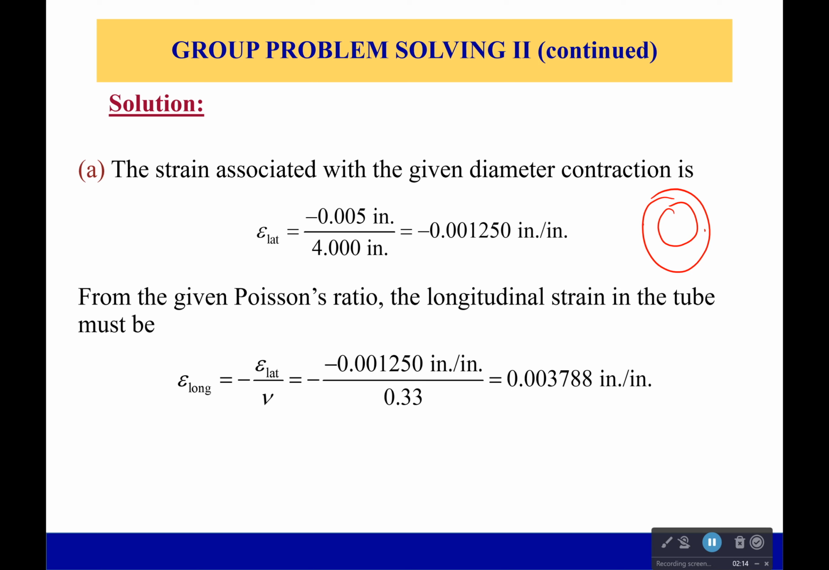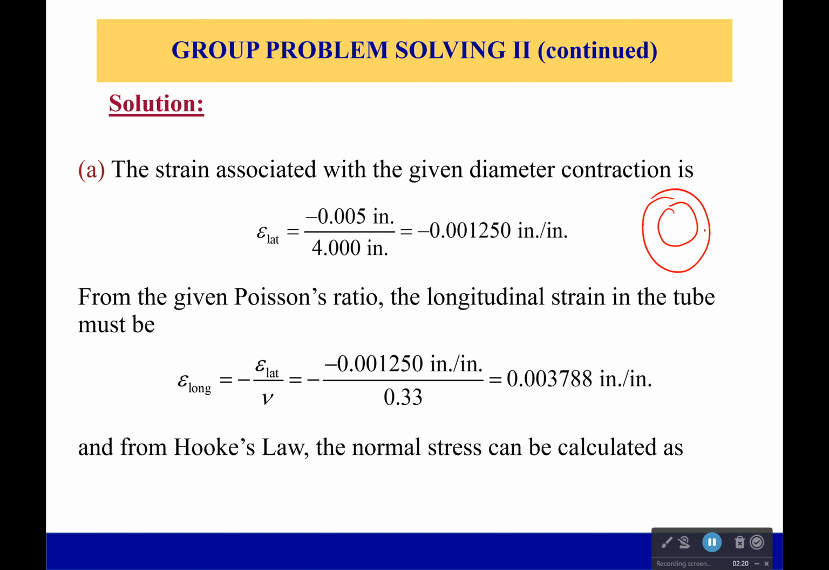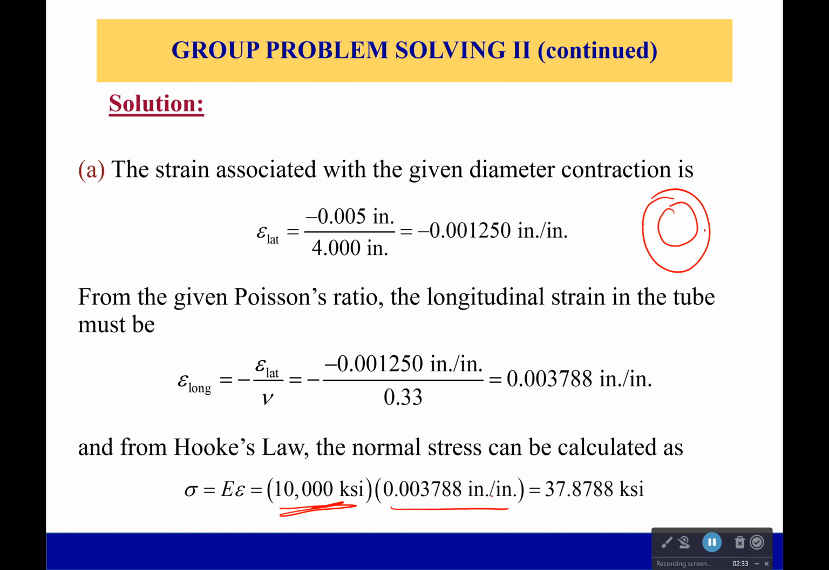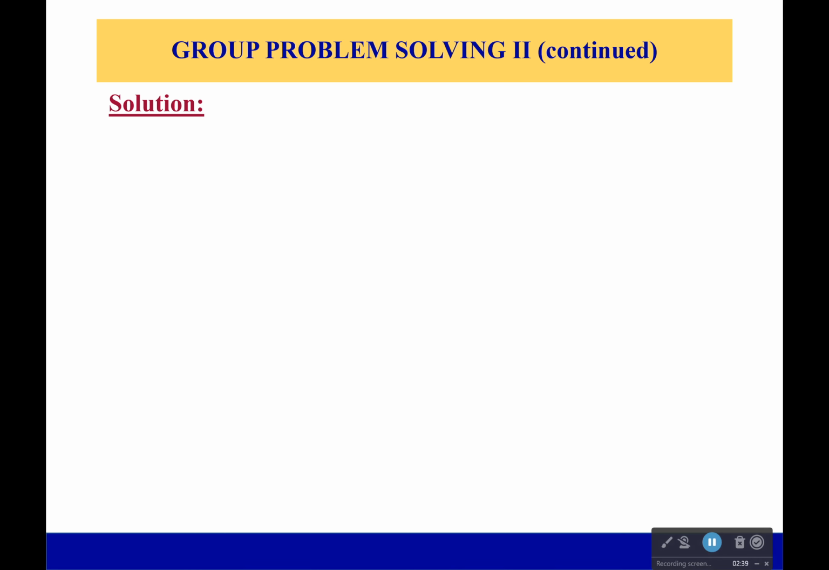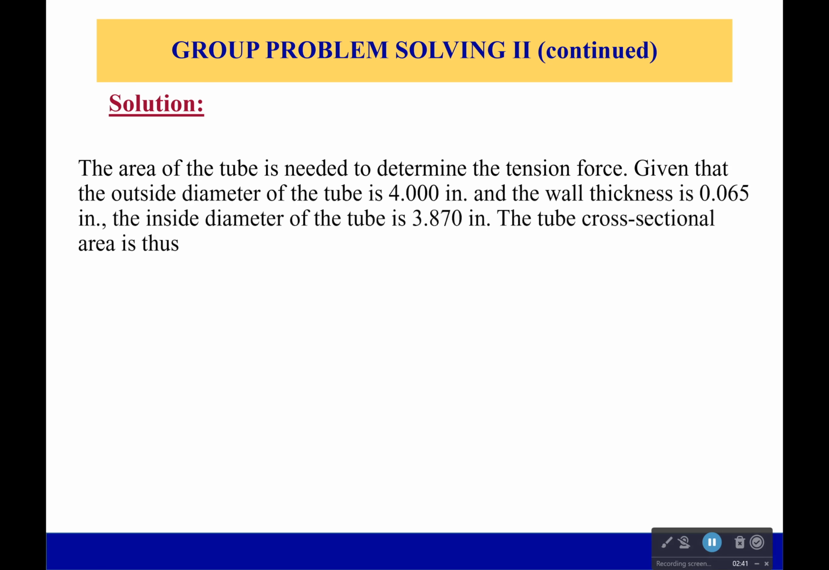So it comes out that the longitudinal strain will be 0.003788 inch per inch. And now we're going to use that strain and Hooke's law to calculate our stress. We have a modulus of elasticity of 10,000 KSI and the strain of 0.003788 inch per inch, which comes out to be 37.87 KSI. So that went pretty easily.